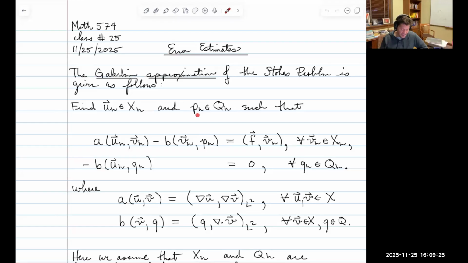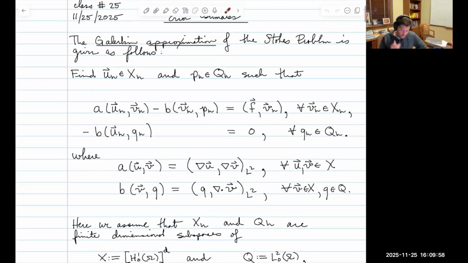And the pressure space comes from L2, the subspace of L2 functions that are mean zero. Our test functions come from the same velocity space as the solution. This is the balanced approach that we've usually been taking. And the test function for the pressure comes from the same space as the solution for the pressure.